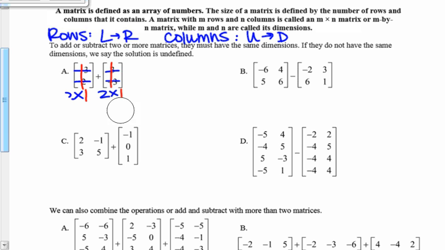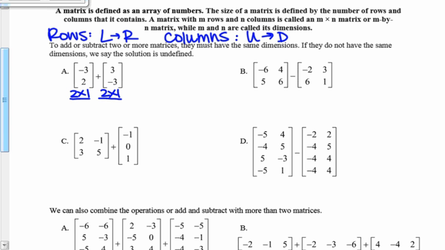So if we read the little sentence, that little blurb right above A, it says to add or subtract 2 or more matrices, they must have the same dimensions. If they don't have the same dimensions, we say the solution is undefined. So if we cannot add or subtract, the problem is just undefined and we can't even do it. So in A, we can actually see that this is 2 by 1, this is 2 by 1, same dimensions, so we can go ahead and add or subtract.